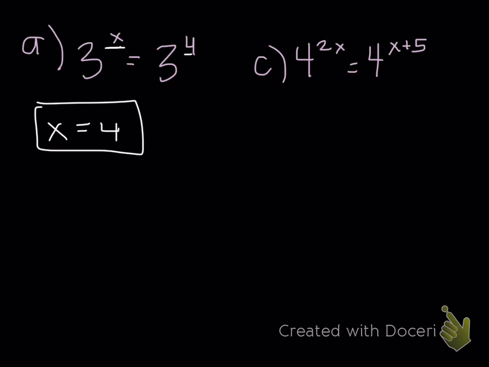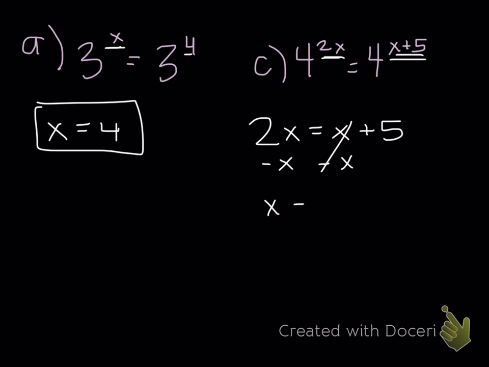So I'll do letter C, and then I want you to go back and try B and D. So for letter C, notice again I have the same base, so now I set my exponents equal. So I would say 2x equals x plus 5. And to solve for x, I get all my x's on one side. So I'll get that x equals 5.